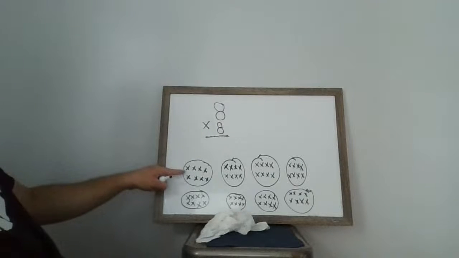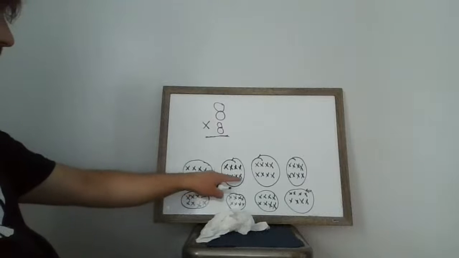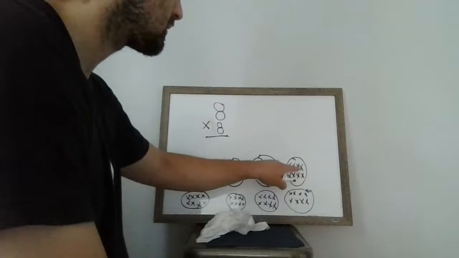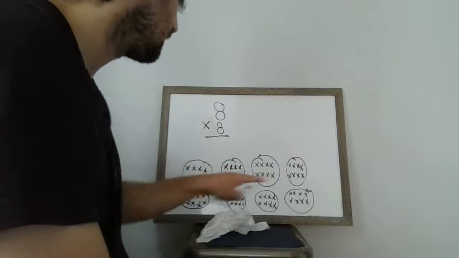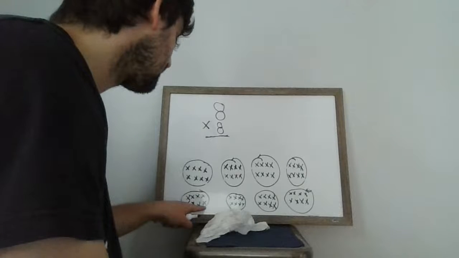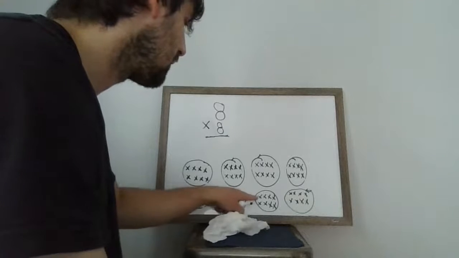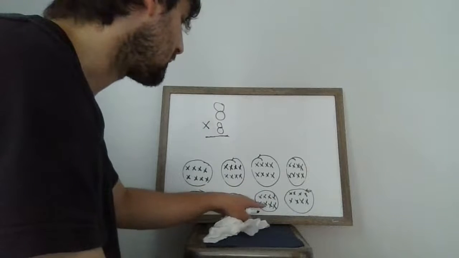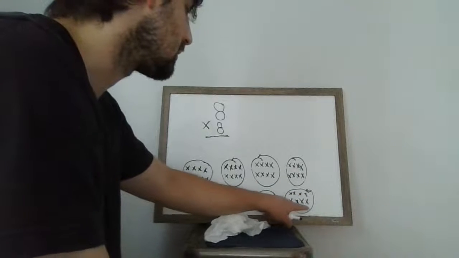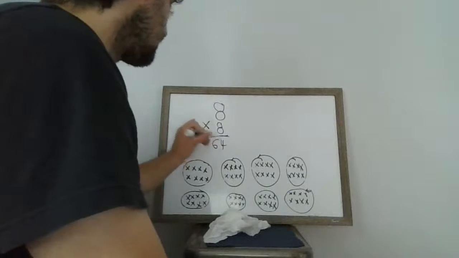All right. 1, 2, 3, 4, 5, 6, 7, 8, 9, 10, all the way up to 61, 62, 63, 64. 8 times 8, 64. Same answer, just we went about getting it a different way.